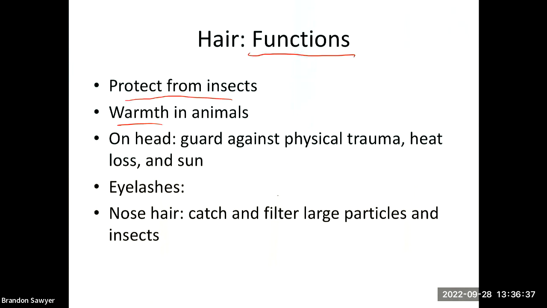But if it steps on a hair, then it uses the torque from that hair being like a lever that pulls on it. And then there's touch receptors in your hair follicles and you can feel it. So that's part of it. Hair is very protective of our head with physical trauma, as well as heat and sun. Eyelashes can definitely help to shield our eyes from the sun, right? And even those pesky nose hairs have some functions too, catching and filtering things that we're breathing in, as well as insects.